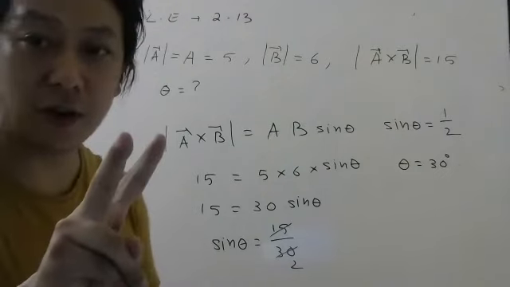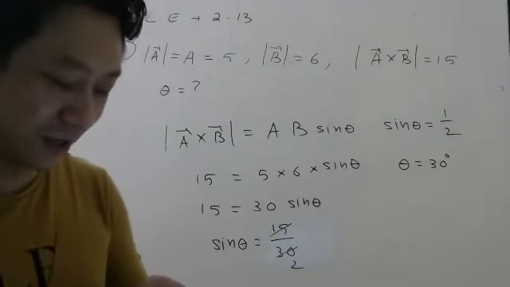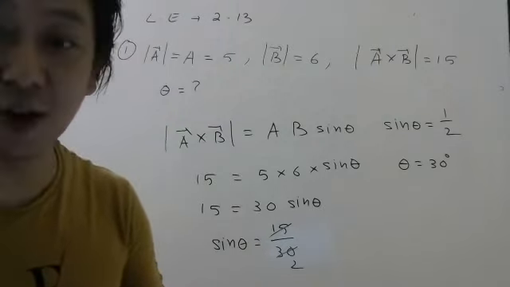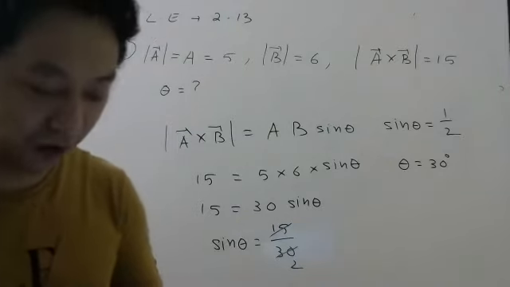Question number 2 I will not do. Why? Just now I did. The dot product has the same magnitude as cross product. What would be the angle? Answer is 45 degree.